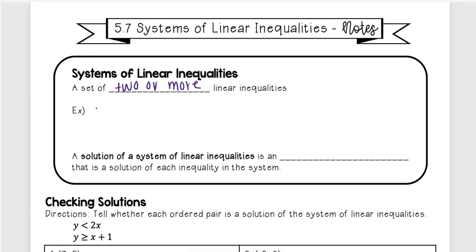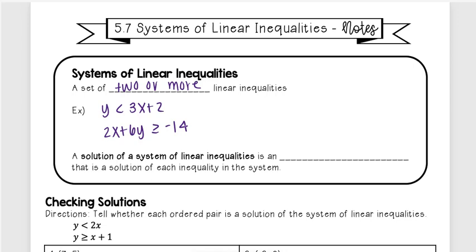So for example, I can have y is less than 3x plus 2. And then maybe I have 2x plus 6y is greater than or equal to negative 14. That could be a system of linear inequalities. So this is really similar to what we learned about at the end of our last unit and from last semester, where we talked about systems of equations, but now we just have a system of linear inequalities.